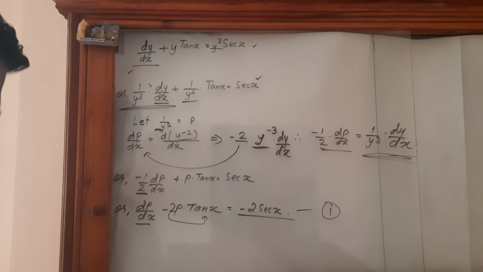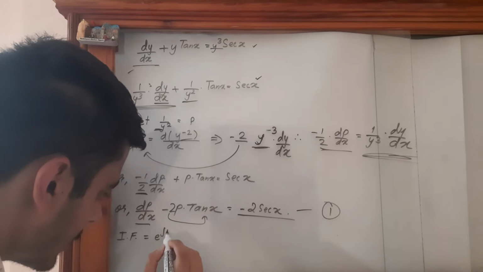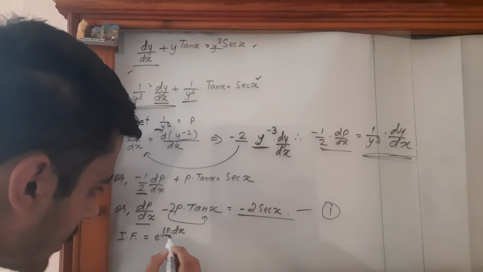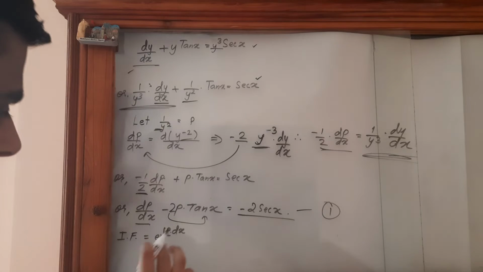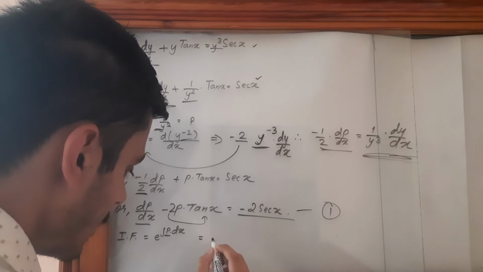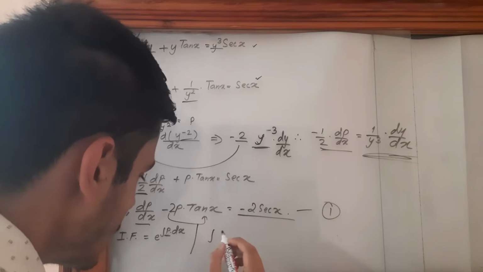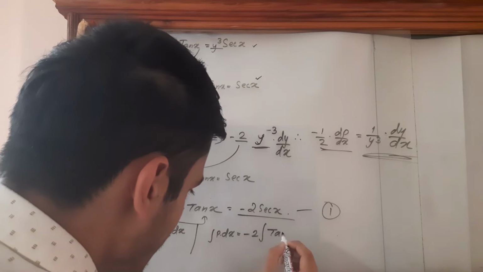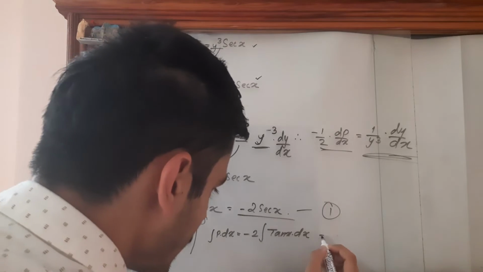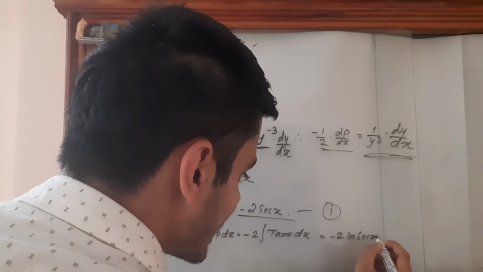Now we have to find the integrating factor. I hope you know from my previous videos that the integrating factor is this. And P over here is 2 tan x, the term besides p. So first of all, I think it would be less confusing if we just find the integral of P dx. So there is minus 2 tan x dx, and the integration of tan x, I hope you know, is ln sec x.